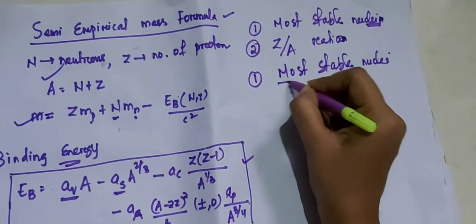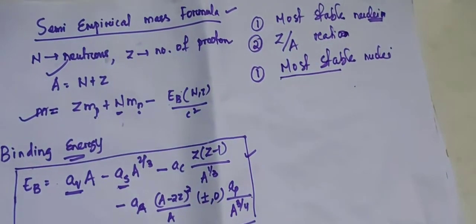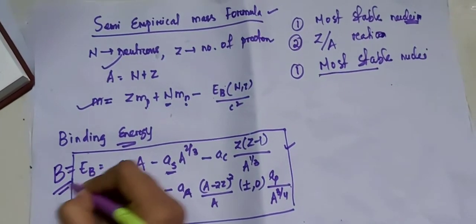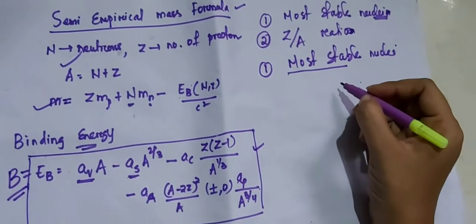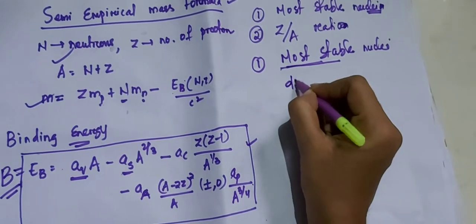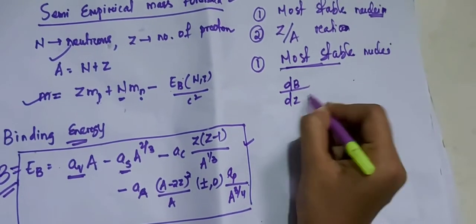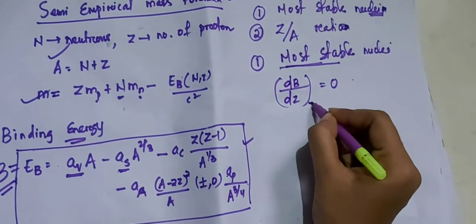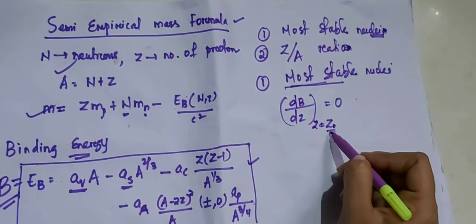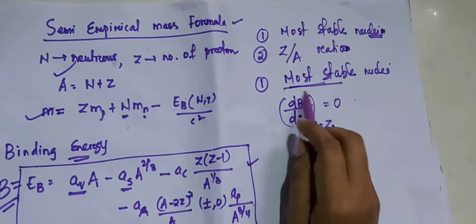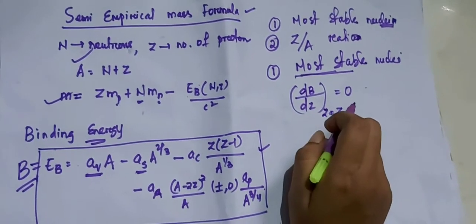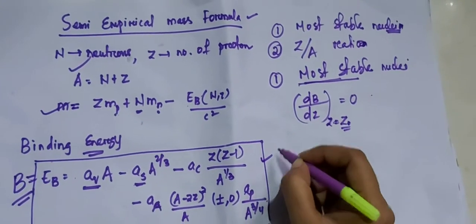So for the most stable nuclei, we know that the binding energy EB, which we can also write as B, has dB by dZ equal to 0 at Z equal to Z0. At that particular Z value, the first derivative of the binding energy will be equal to 0. So we know that B is equal to this much.